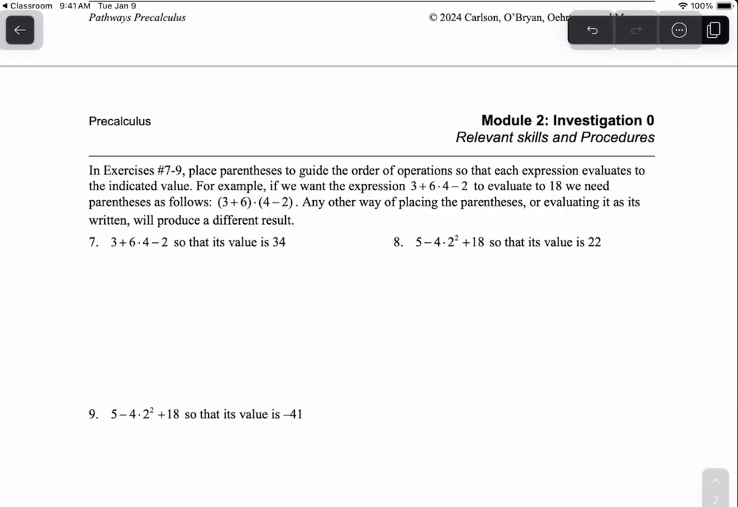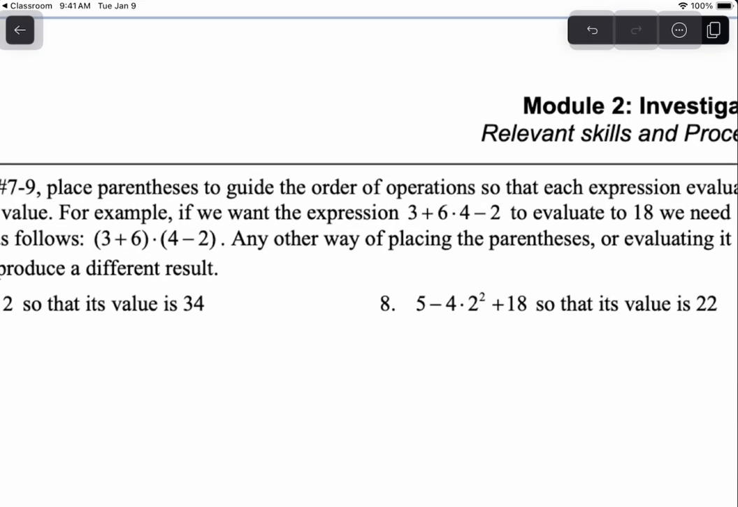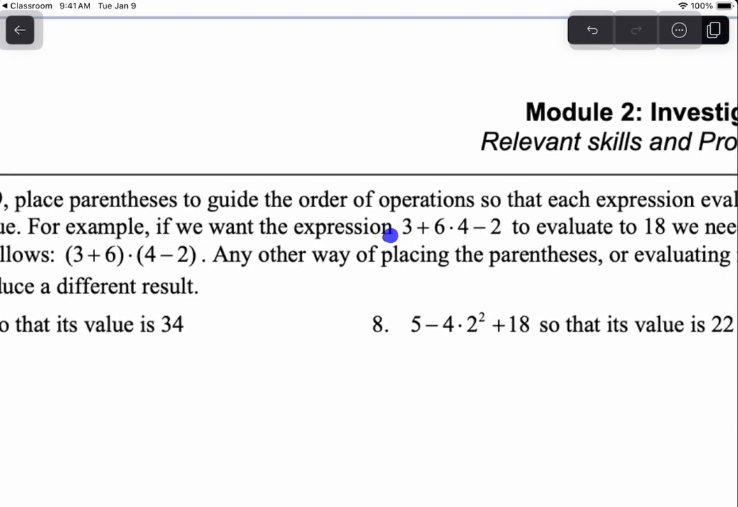Okay. Now, this next section is focusing on a little out of the box thinking. I think these problems are kind of cool. What they did is they started with this expression and they said, hey, how could we put parentheses in there? So the order of operations will give us an answer of 18. And what they did was this.